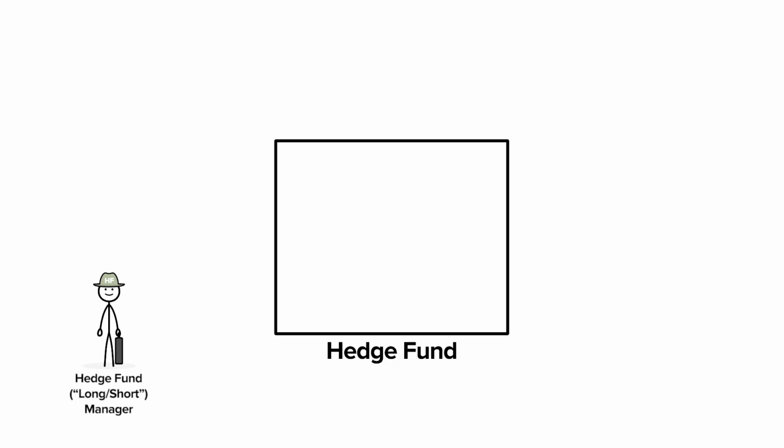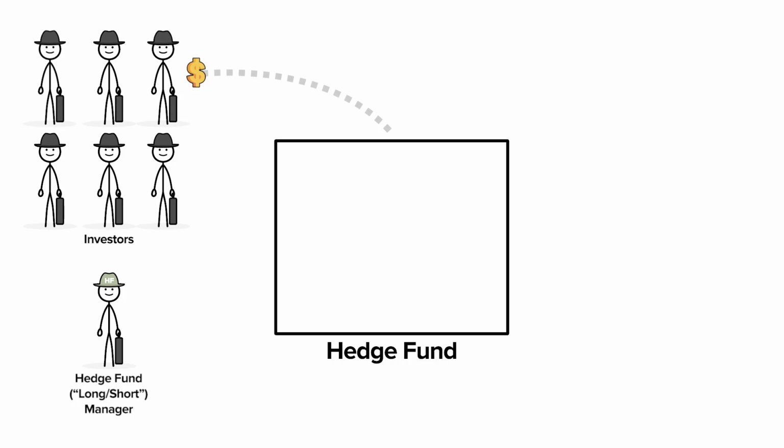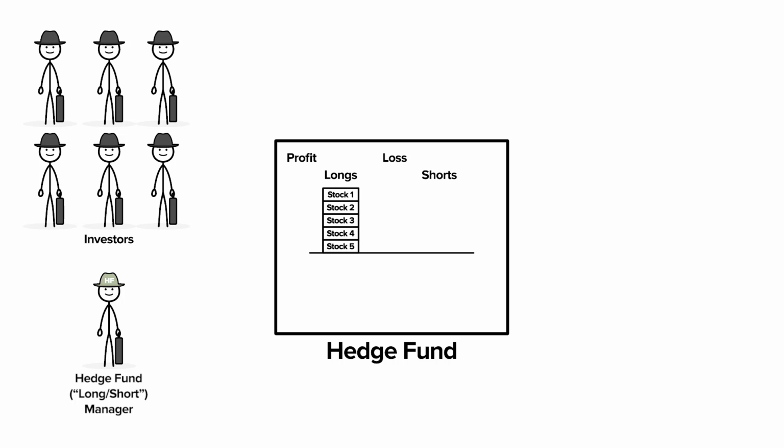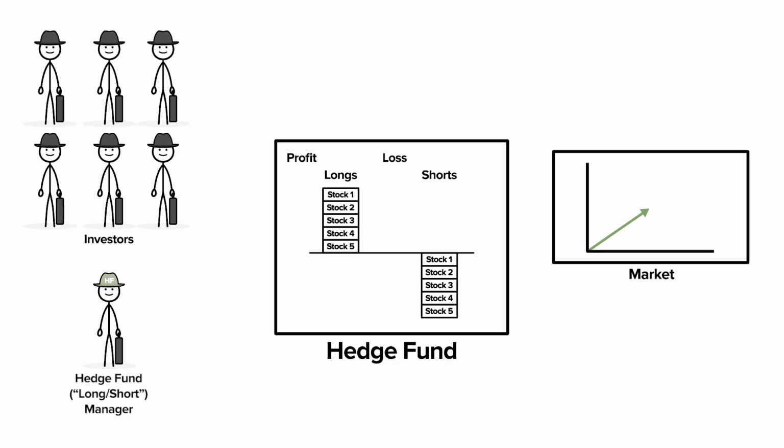The term hedge fund comes about because these funds hedge out their long investments with their short investments. Let's look at how that works with a simple example. Investors give a fund manager money to invest. The fund manager then buys, i.e. goes long, 5 stocks and then simultaneously goes short the same 5 stocks. If the market goes up, the longs generate profits and the shorts generate losses. And if the market goes down, the longs generate losses and the shorts generate profits. As you can see, we've completely hedged out the ups and downs, also known as volatility, of the market.